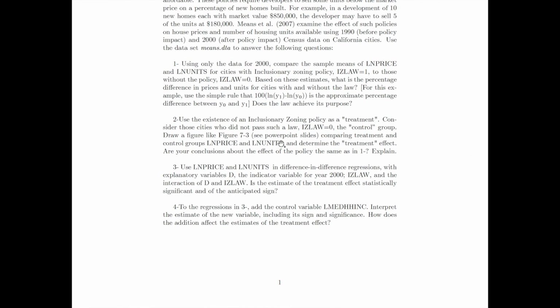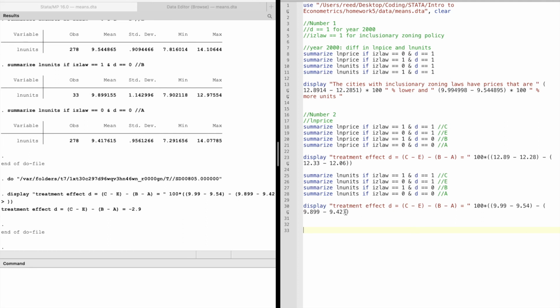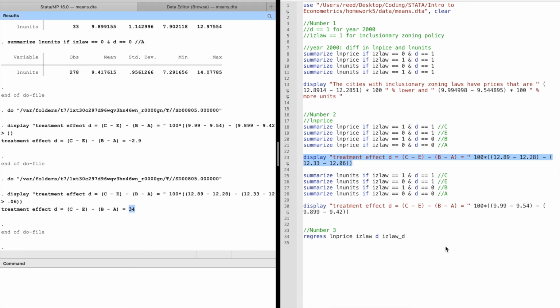So if we go to number 3, use ln price and ln units in difference regressions with explanatory variable D, indicator variable for 2000, IZ law, and the interaction of D and IZ law. So we're going to try to find the same effect using the regression method. So number 3, all we have to do here is regress ln price, IZ law, D, and IZ law D, the interaction of those two. And we should get that the coefficient on IZ law D is the same as the coefficient that we got, this 34%. So should be about 0.34.